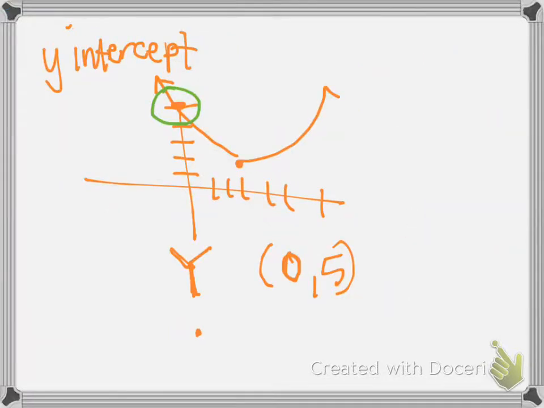Quadratic graphs can also have a y-intercept. A y-intercept happens when you set x equal to 0. When x is set equal to 0, and you put it in for the equation, it gives you the y value. So here is my y-intercept. This is where the graph touches the y-axis.